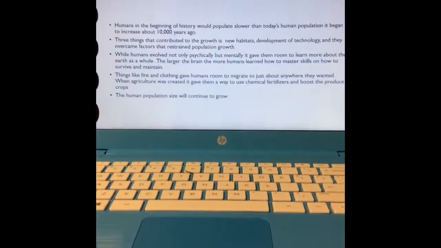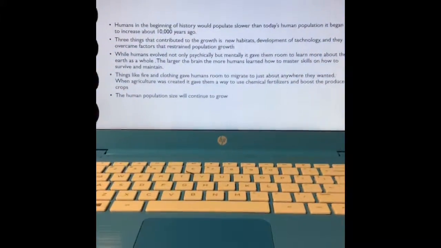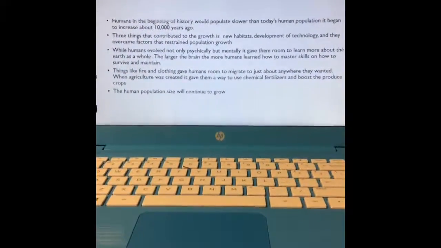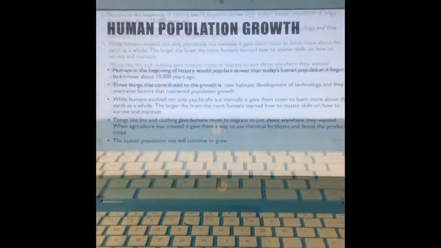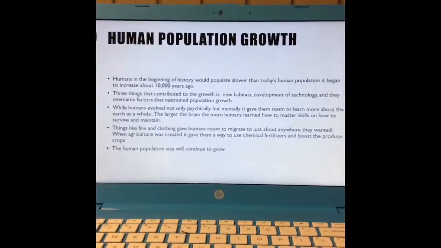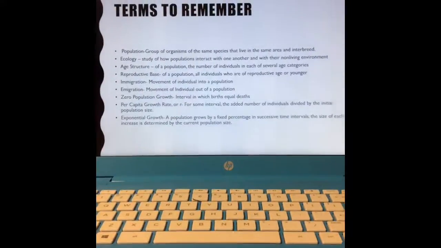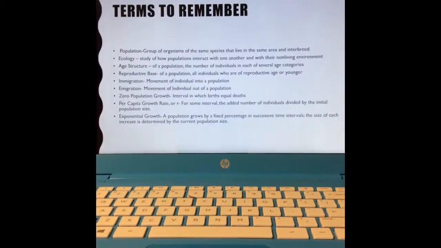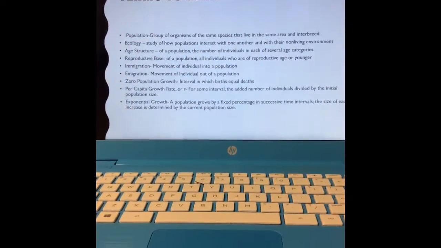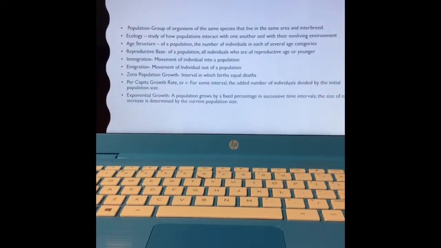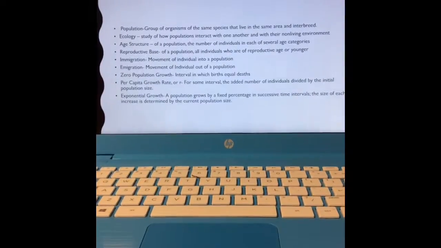And when agriculture was created, it gave them chemical fertilizers to make the crops grow more rapidly, and they would have food to survive on. As humans, the population size will continue to grow. And these are just a few vital terms that I talked about that will come in handy when studying population ecology.